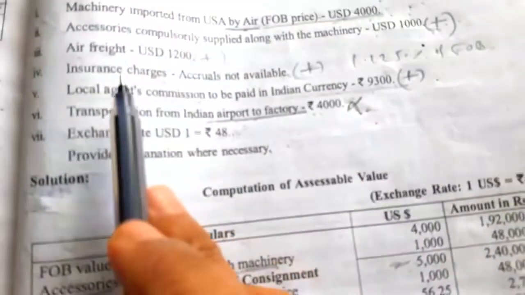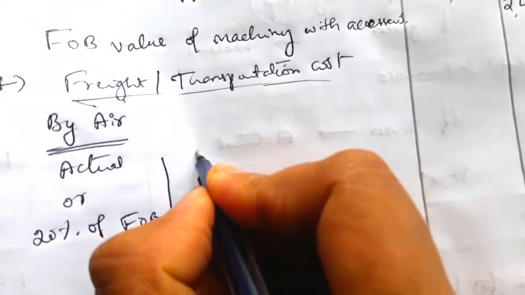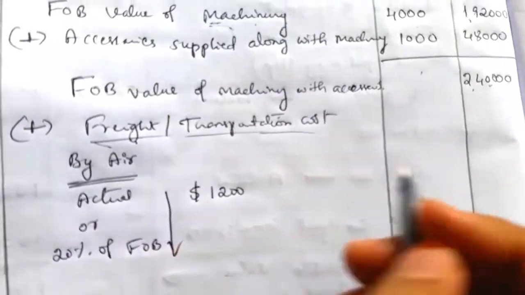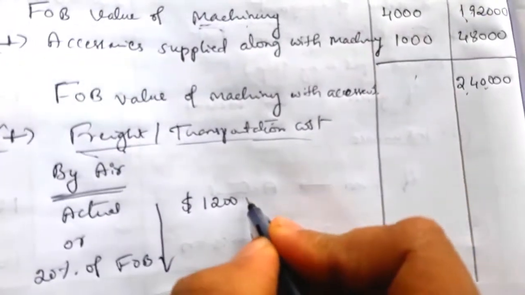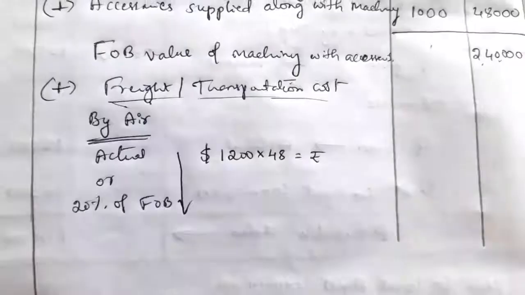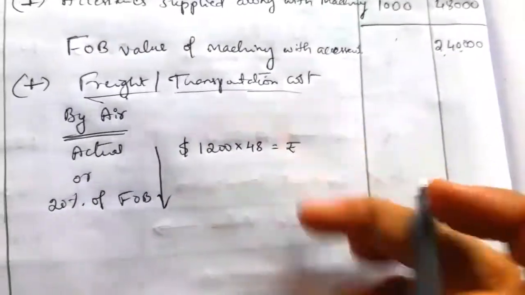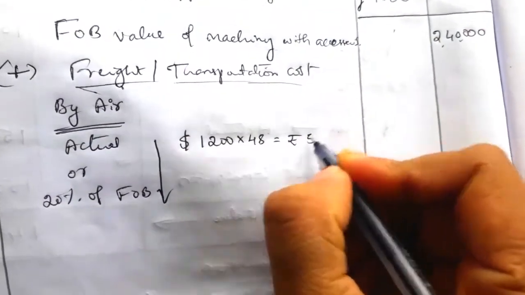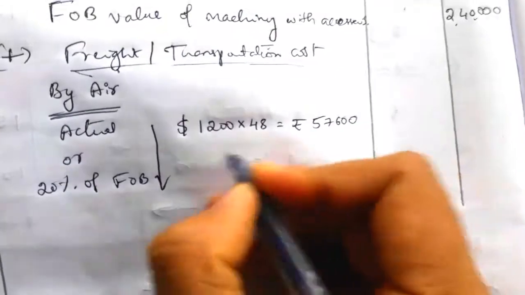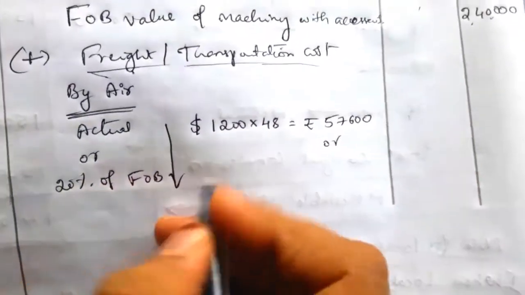Now what is the actual value given for the air freight? For the freight they have given the actual value, how much? $1,200. So $1,200 is given. We have to convert this value to Indian currency, that is 1,200 into 48, which is equal to rupees 57,600.